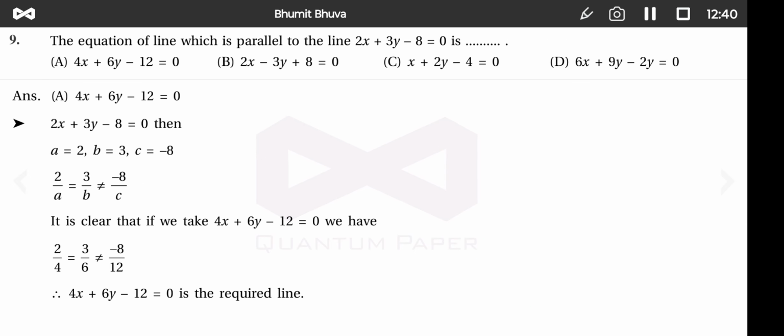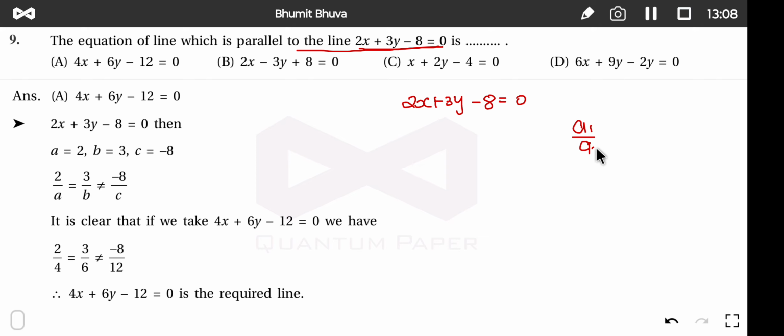Look at the next question. The equation of the line which is parallel to this line. So one line is given, we have to find the other line which is parallel to this line. One line is given, 2x plus 3y minus 8 is equal to 0. So we require one more line which is parallel to this line. Parallel means which solution? No solution. So the condition we have, a1 upon a2 is equal to b1 upon b2 is not equal to c1 upon c2. This is the condition for parallel lines.